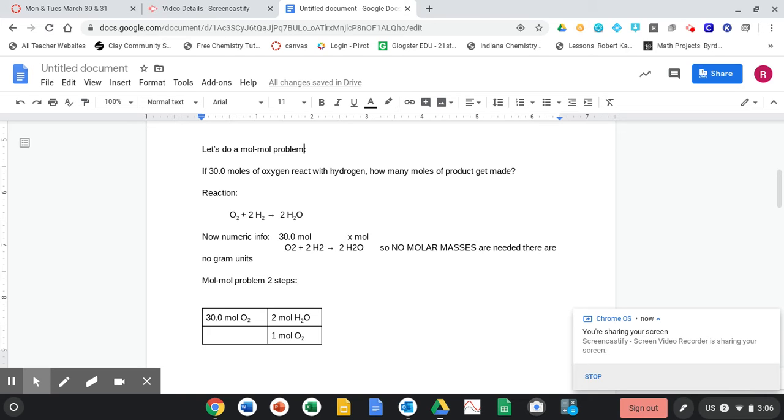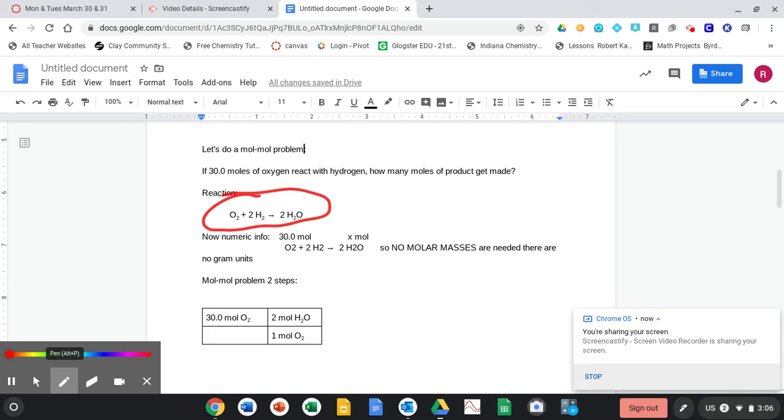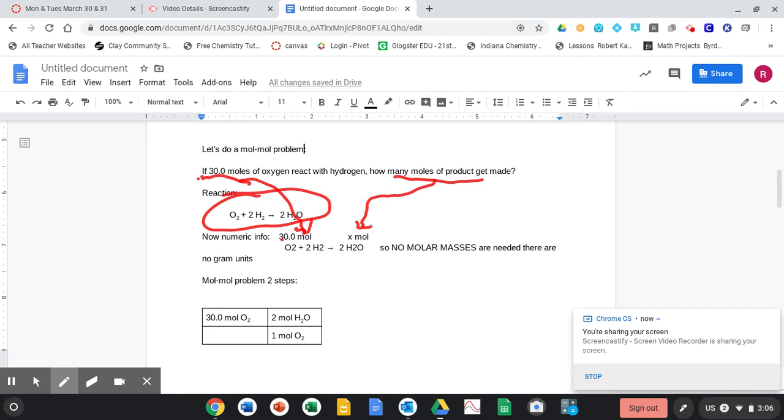So the very first thing we want to do is write a complete unbalanced equation, remembering that oxygen and hydrogen are both diatomic. And then to balance it, you need two hydrogens and two waters. So take that reaction, and be sure to pull out the numeric information and write that above. And then how many moles of product? That would give me X moles. And since these are both moles, I'm writing nothing down here because I don't need any molar mass. So nothing needs to go there.